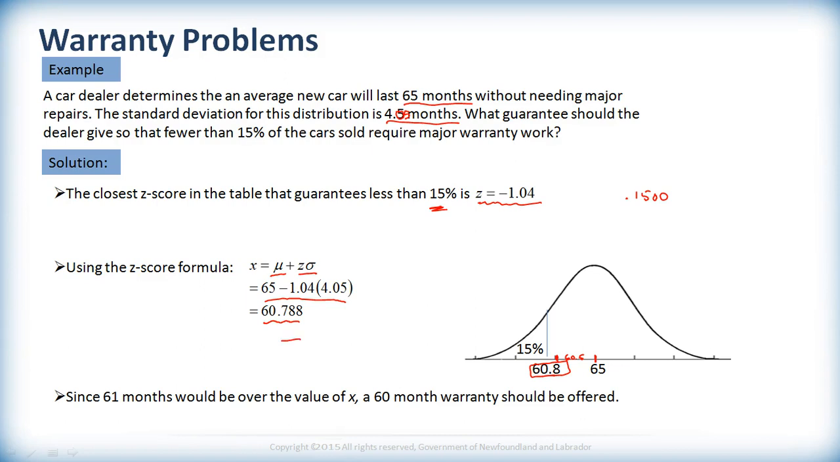So the nearest month that's below that would be 60 months. If we went with a warranty that was any higher, any more months than that, we're going to start getting too many cars. So since 61 months would be over the value of X, a 60-month warranty should be offered. Okay? All right, that's pretty good.